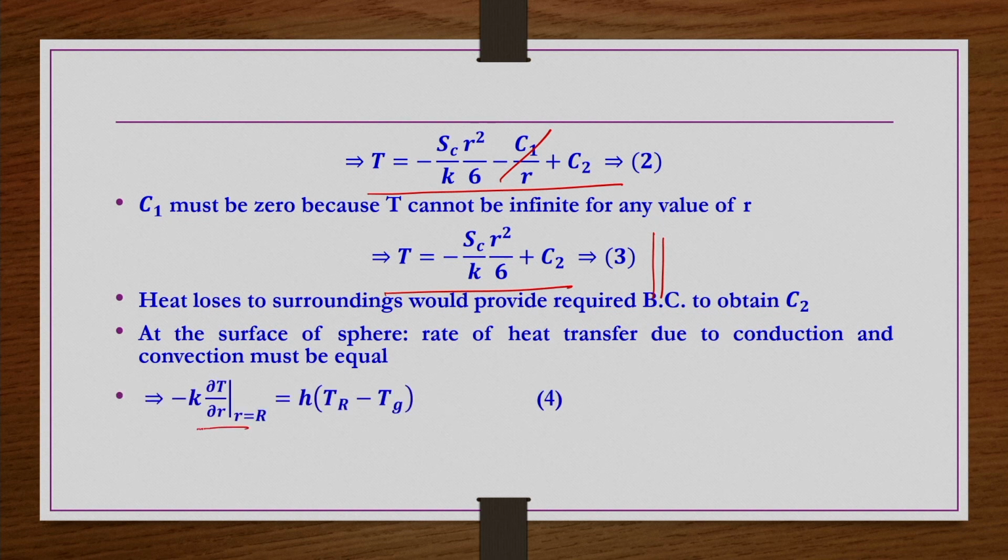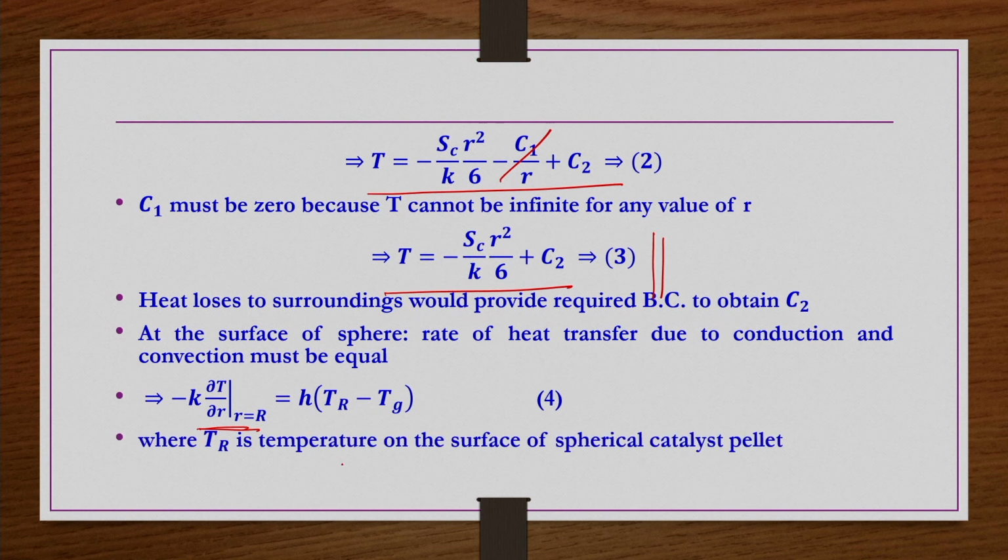So, the rate of conduction at the surface, that is minus k dou T by dou R at R equals capital R, should be equal to the rate of convection at the surface, h times (T_R minus T_G). Here T_R is the temperature on the surface of the spherical catalyst pellet, that is a function of Sc, it is not one constant value. T_R is also constant, but it is not a priori known. Why is T_R constant? Because Sc is constant throughout the reaction. That way it is constant, we know, but what that constant is we do not know. That is the reason we cannot use it directly as a boundary condition.